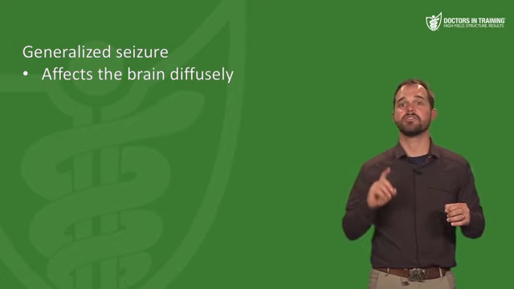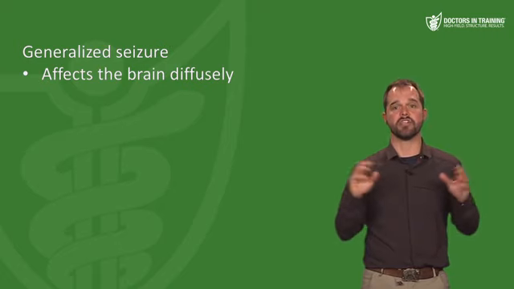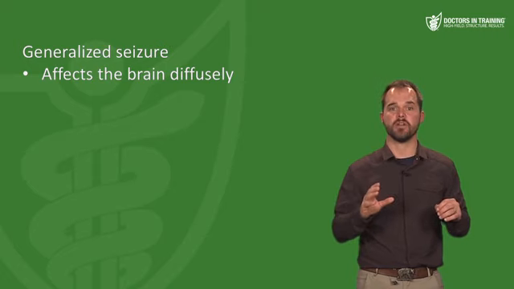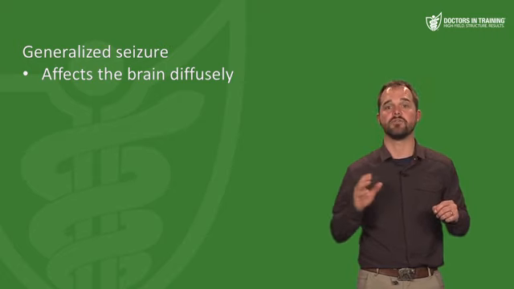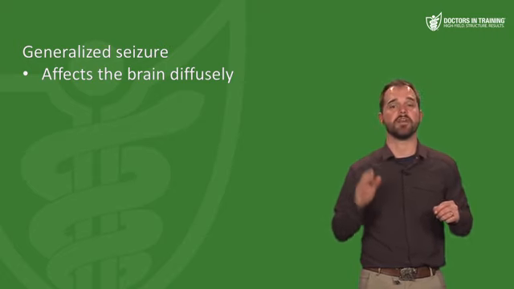So what about a generalized seizure? Generalized seizures affect the whole brain diffusely. They can start as a partial seizure and then generalize. And most seizures do start out in the temporal lobe and then generalize to the rest of the brain if it's going to generalize at all.